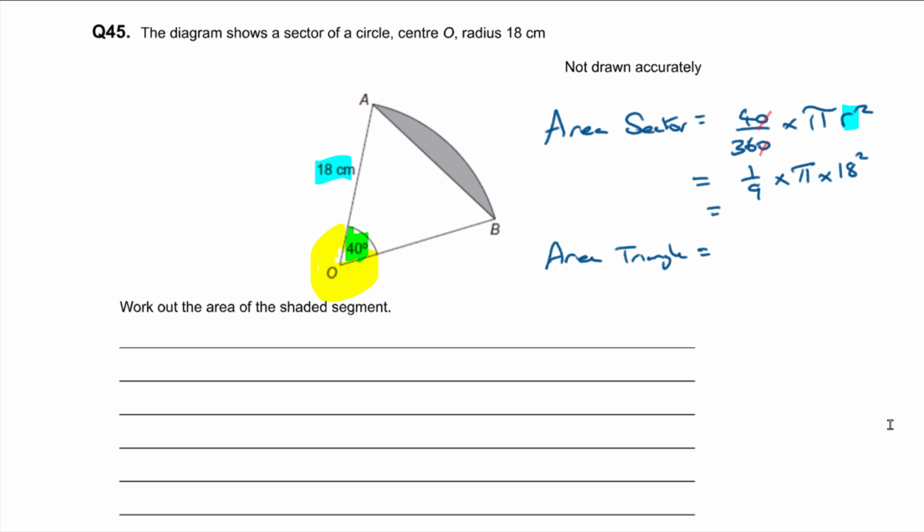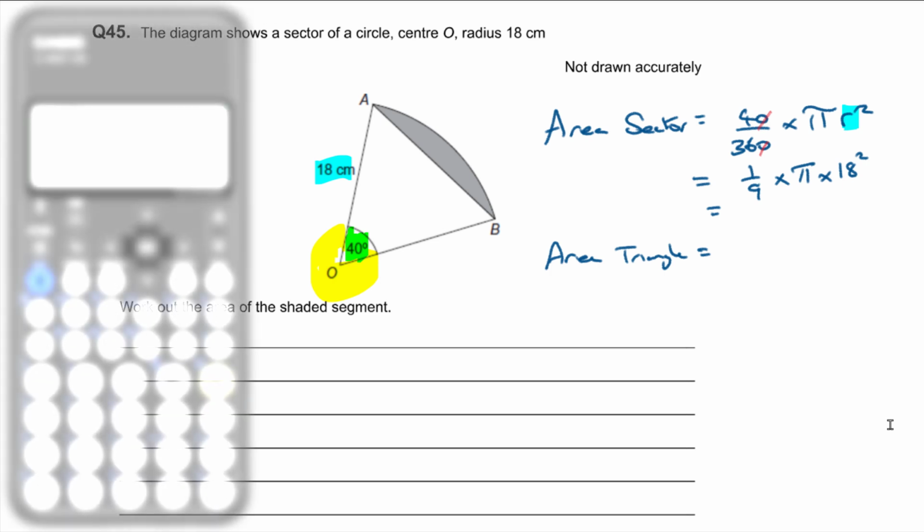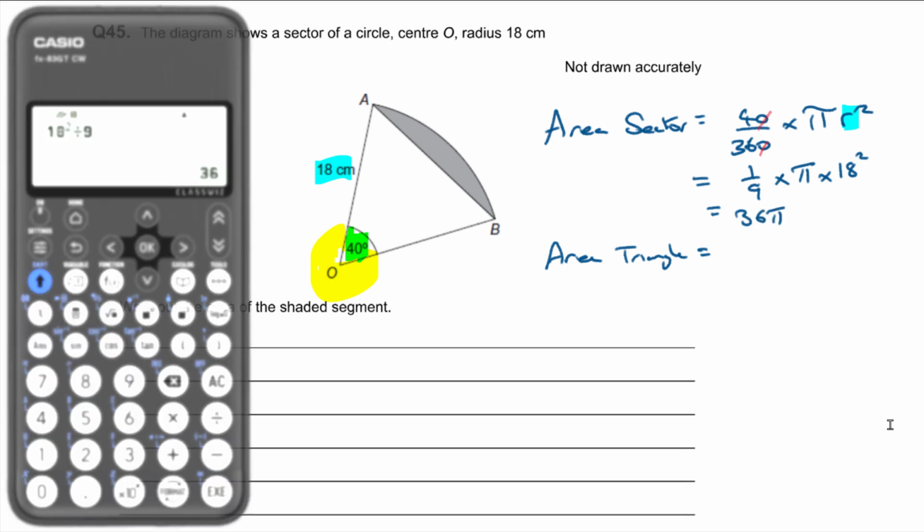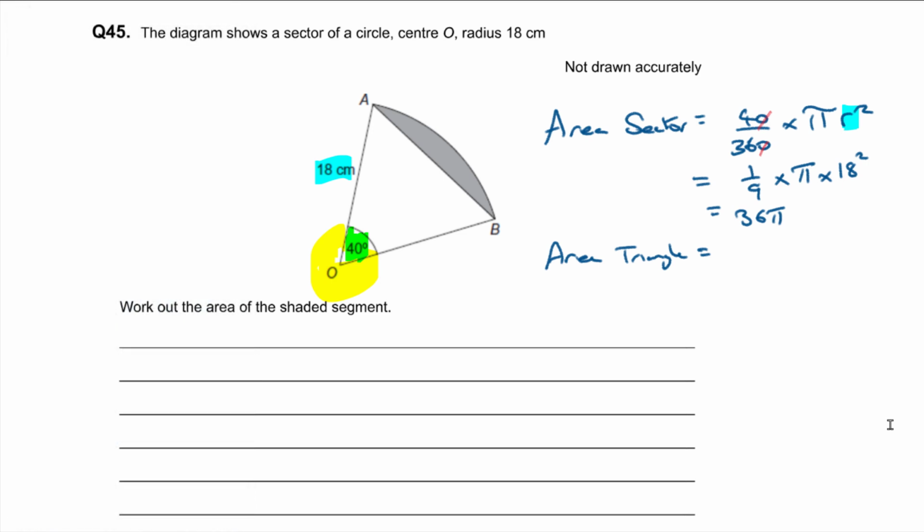Okay. So what's that then? 18 squared. I'm just going to leave it in terms of pi, so I'm just going to do 18 squared divided by 9 for now. Okay, so that's 36 pi. There's no point in evaluating it now. I just have a horrible decimal there rather than a lovely thing with a pi in it. I can then put the whole exact value for the area of a sector into my final calculation rather than writing down a horrible decimal. Right, so then I've got 36 pi for the area of the sector.